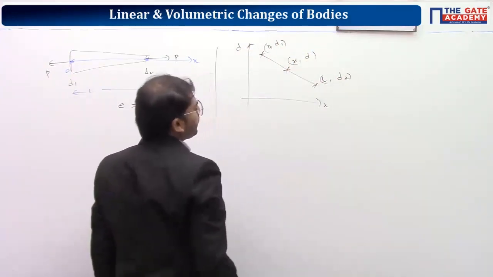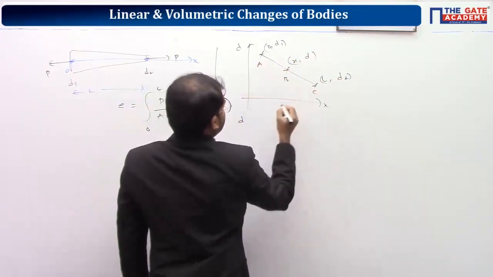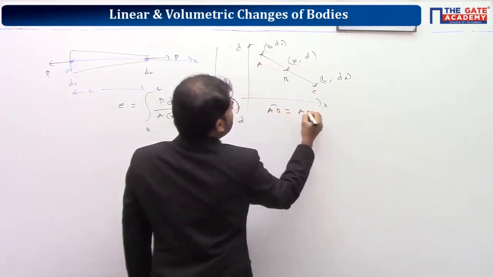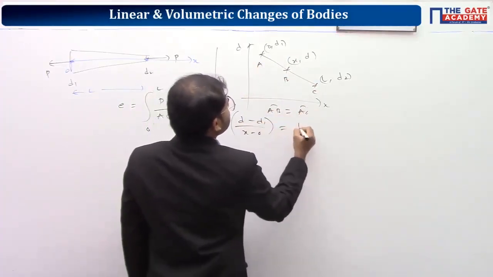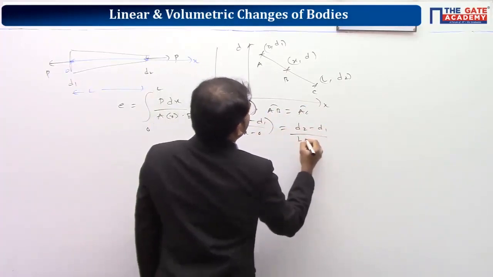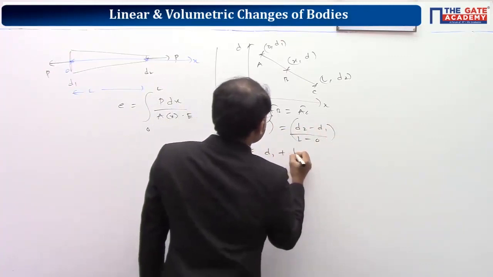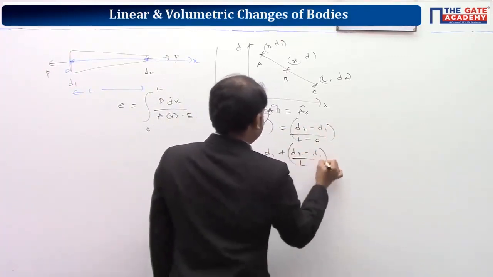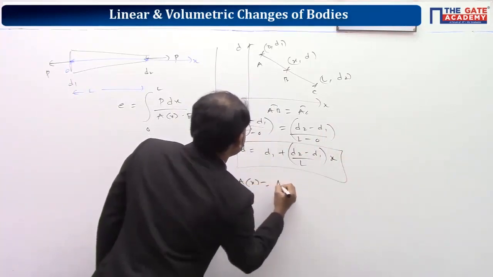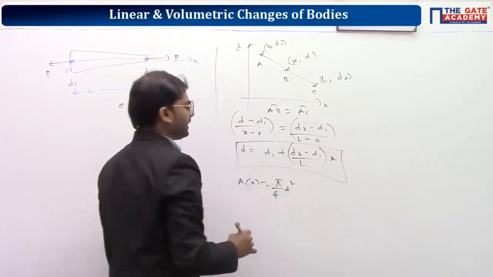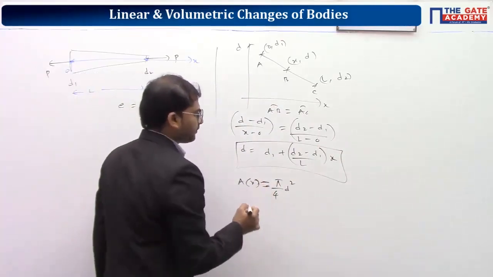Let's get this value d, which is a function of x. Applying slope, AB slope is nothing but AC slope. It's nothing but (d minus d1) by (x minus 0) is equal to (d2 minus d1) by (L minus 0). This gives you d is equal to d1 plus (d2 minus d1) by L into x. So if you use diameter to get the value of area, you will be getting A of x. A of x is equal to pi by 4 into d square.